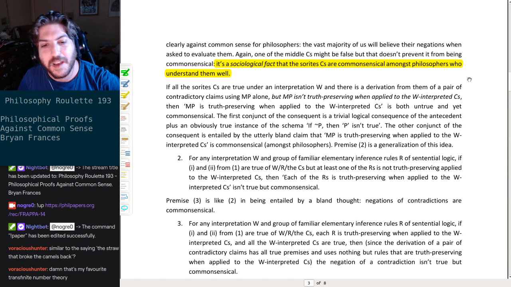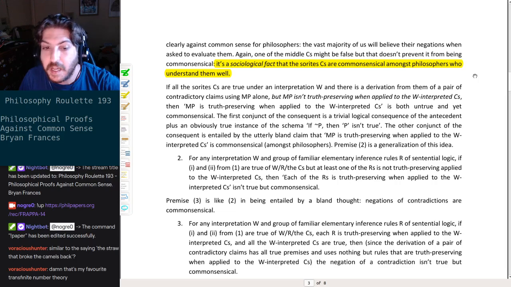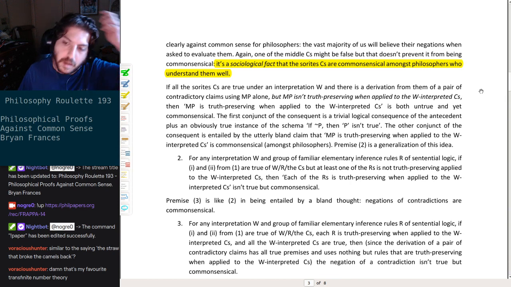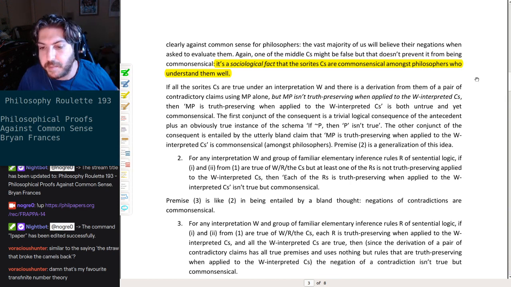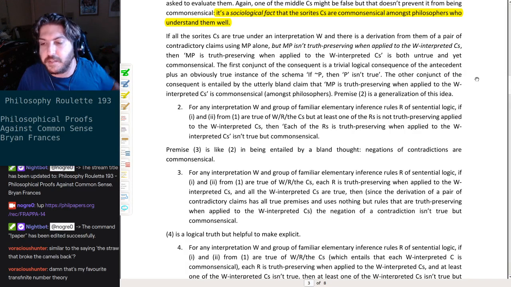All right, continuing. If all the Sorites C's are true under an interpretation W, then there is a derivation from them of a pair of contradictory claims using modus ponens alone, but modus ponens isn't truth-preserving when applied to the W-interpreted C's. Then "modus ponens is truth-preserving when applied to the W-interpreted C's" is both untrue and yet commonsensical. The first conjunct of the consequent is a trivial logical consequence of the antecedent plus an obviously true sentence of the scheme: if not P, then P isn't true. The other conjunct of the consequent is entailed by the utterly bland claim that MP is truth-preserving when applied to the W-interpreted C's is commonsensical amongst philosophers. Premise 2 is a generalization of this idea.